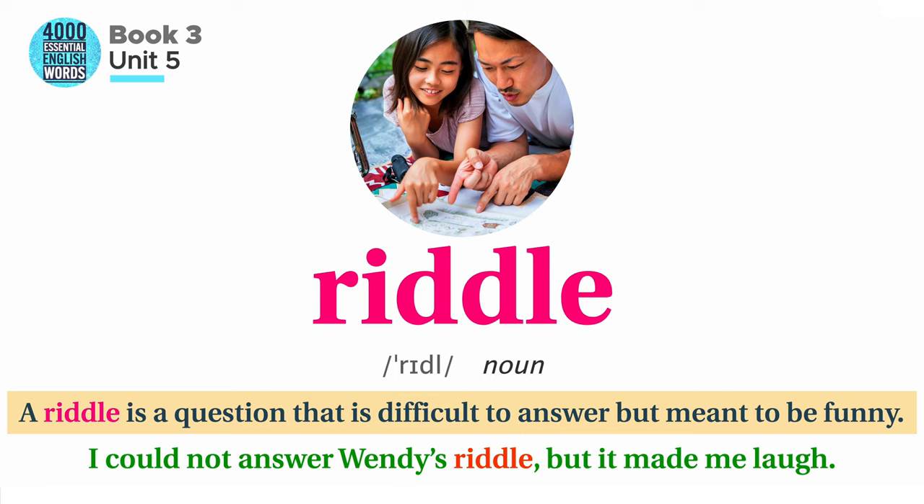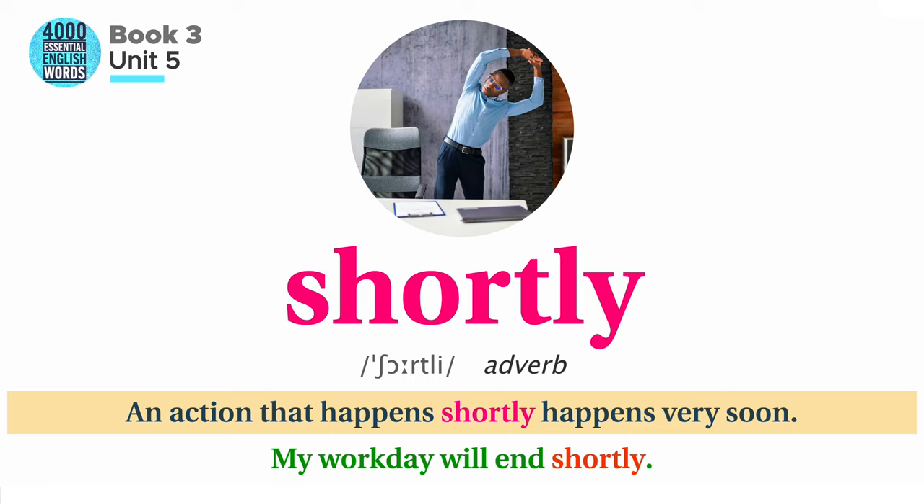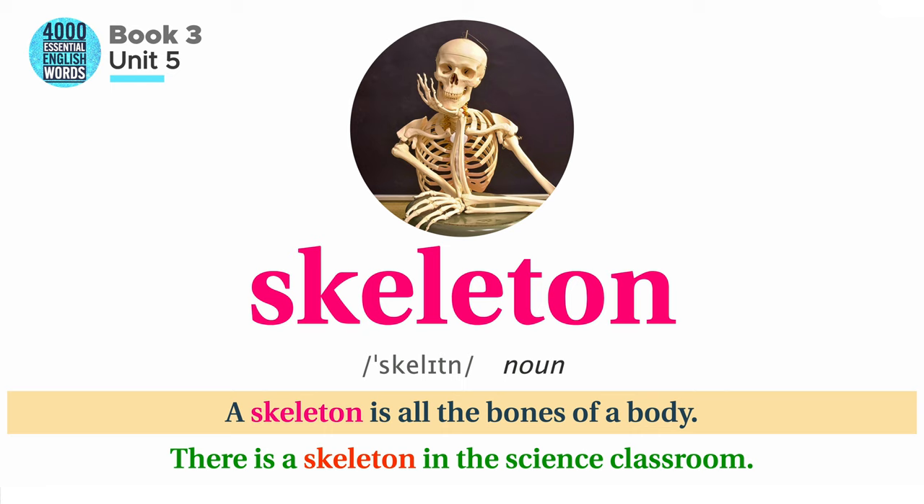Rot. To rot is to slowly get softer and become destroyed. The old log began to rot in the forest. Shortly. An action that happens shortly happens very soon. My workday will end shortly. Skeleton. A skeleton is all the bones of a body. There is a skeleton in the science classroom.